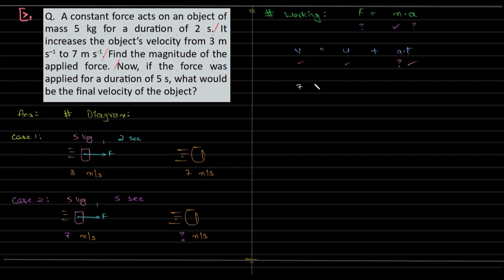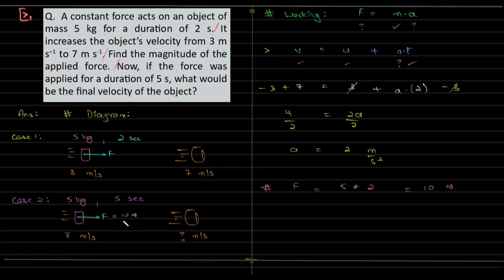So the final velocity is 7, this is 3, a, and time is 2 seconds. So minus 3 both the sides. This is 4, and we have 2a divided by 2 both the sides, and a is equal to 2 meter per second square, right? So we found out the acceleration. Now let's figure out the force. So force is equal to mass into acceleration. So this is 10 Newton.